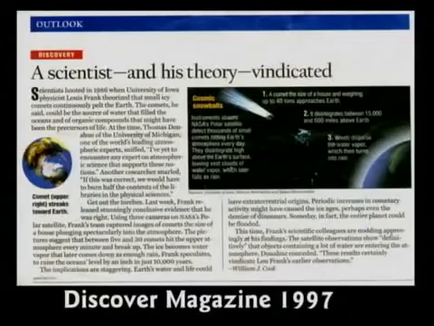This article in Discover Magazine, '97, tells about a scientist and his theory vindicated. This guy said he saw chunks of ice hitting the atmosphere from one of the satellites. He could tell there were chunks of ice hitting the atmosphere. And they did a bunch of studies on this, and sure enough, they say, yep, it appears that giant chunks of ice as big as this house are hitting the atmosphere all the time.